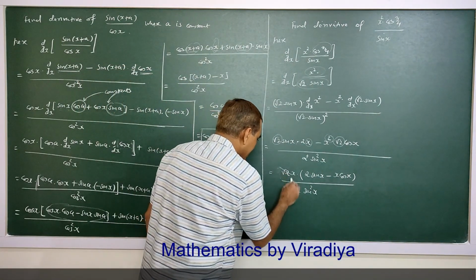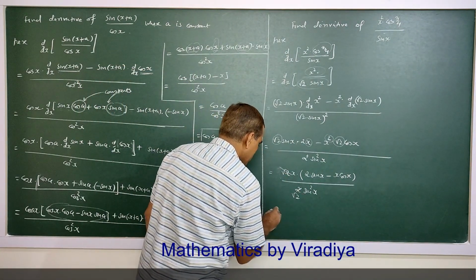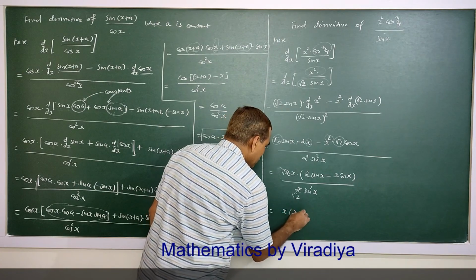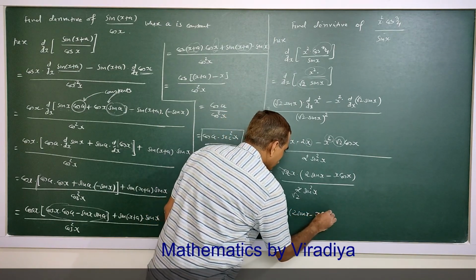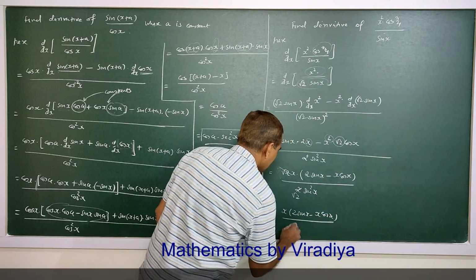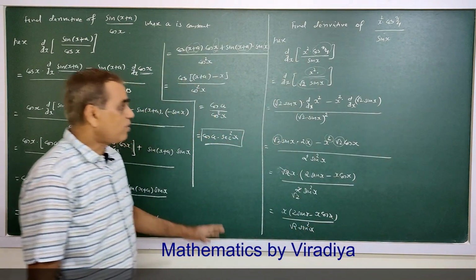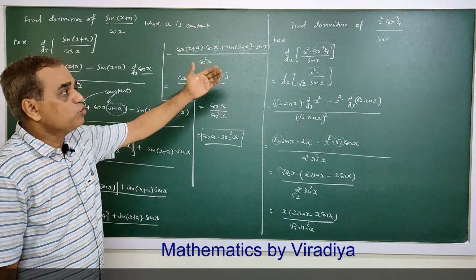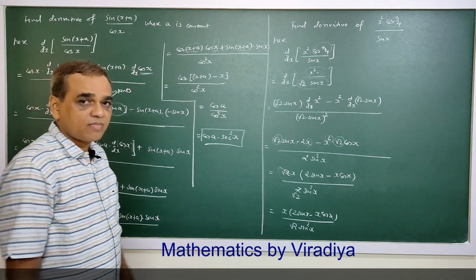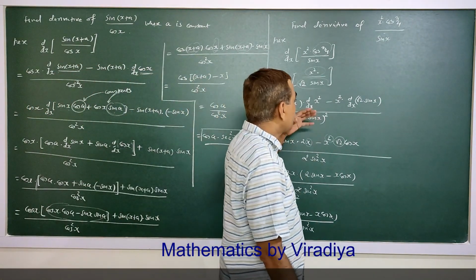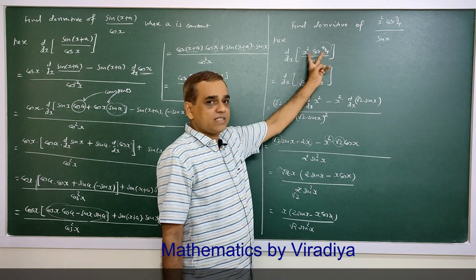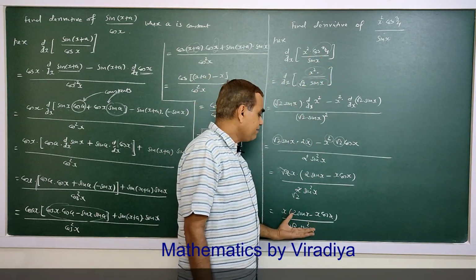Again here root 2 into root 2 is 2. So this is x into 2 sin x minus x cos x upon root 2 into sine square x. So that is required derivative. So application of u by v. If you keep cos pi by 4 as it is in this calculation, then answer can be in different form.